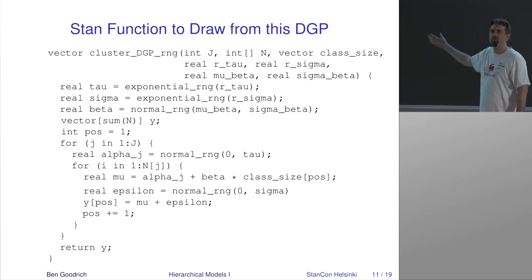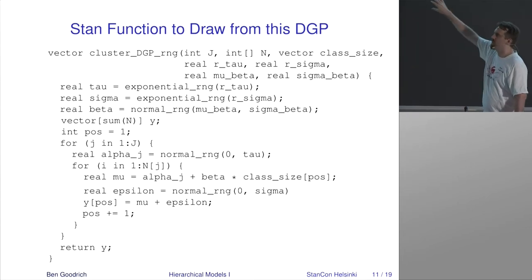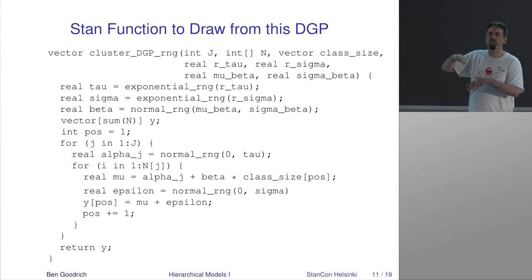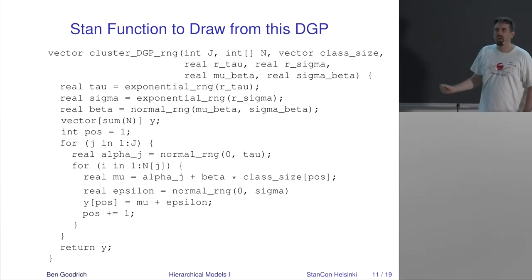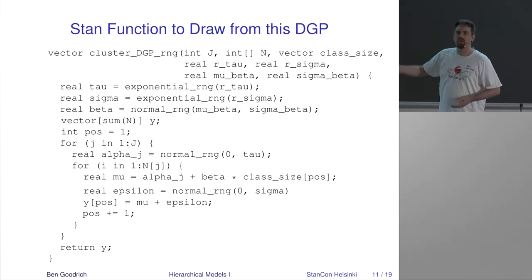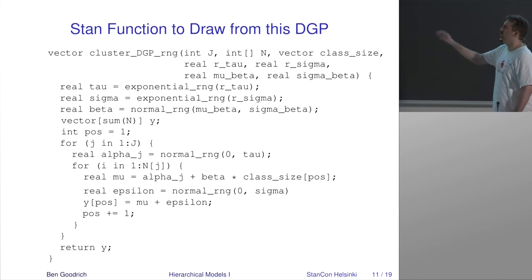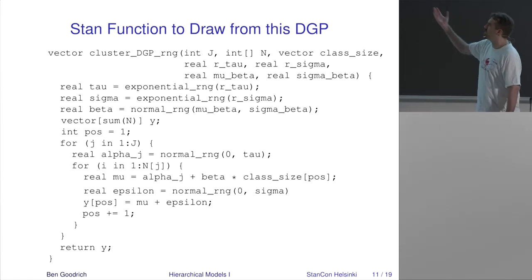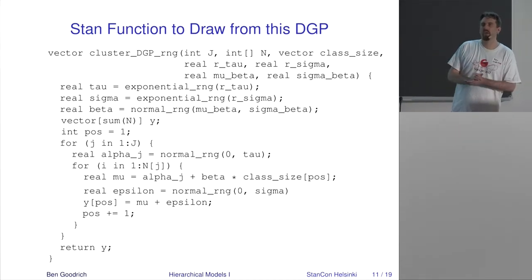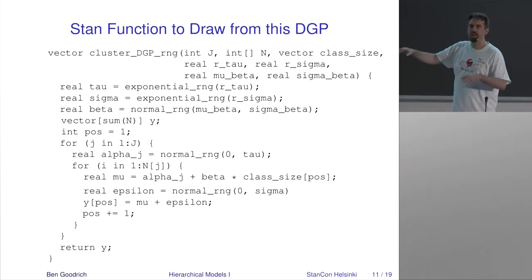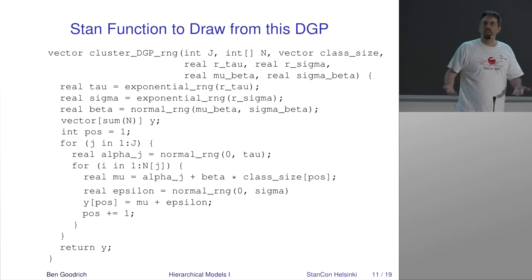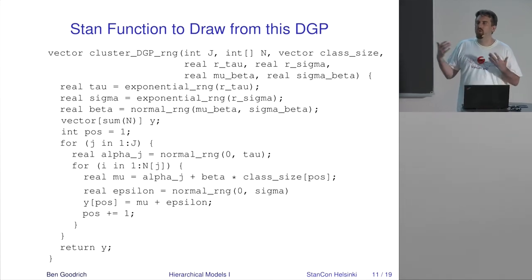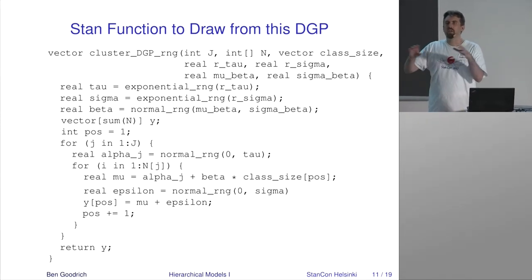When we're done with all the students in the first school, then we jump back to the top with the outer loop, and we do the second school, and then all the students in the second school. They'll have a different value of alpha_j for the second school, the third school, etc., through all the schools, all the students within the school. Then we jump out of the double loop, and we return y, which has now been completely filled in. And so that's one realization of a vector of prior predictions for the outcomes for all these students in all these schools.